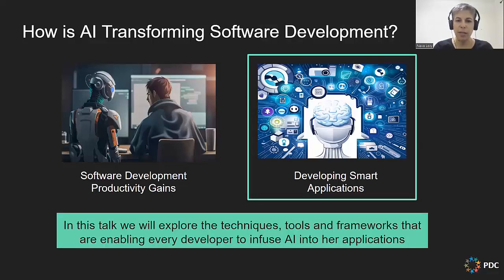We will explore the techniques, tools, and frameworks that are enabling every developer to infuse AI into her or his applications. Now, I'll be sharing some code snippets, APIs that will allow you to develop your own application very quickly. All these code snippets that I'll be sharing during the talk will be on a Colab notebook. Whoever isn't familiar, Google Colab notebook that I will share at the end of the presentation, which I also used for the GICL AI and Software Development talk.